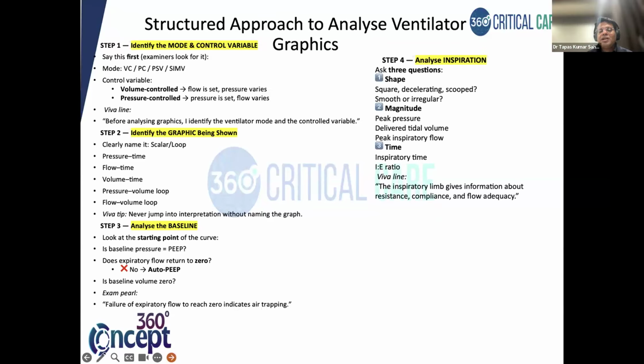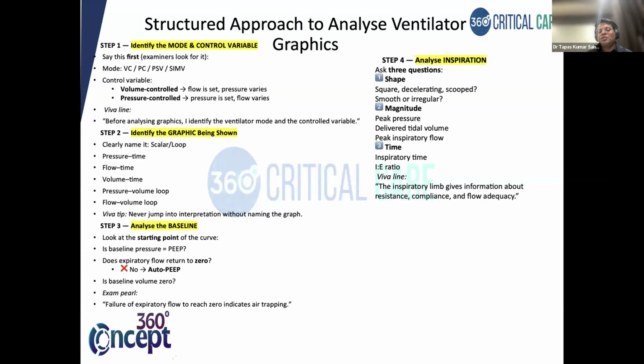Now step 4 would be inspiration. Analyze the inspiration. So you have first identified the mode and the control. Second, the graphic, whether it is a scalar or a loop. Then start from the baseline, and from there you will go to inspiration. Now for inspiration, you ask 3 questions. The shape: whether it is square, decelerating, scooped, smooth or irregular. I have shown you a few of the images that would be guiding you.